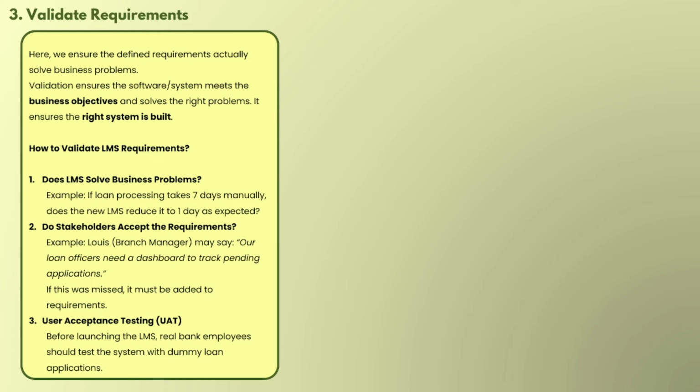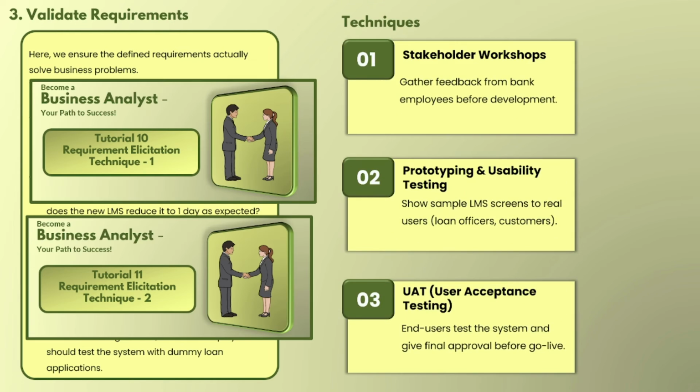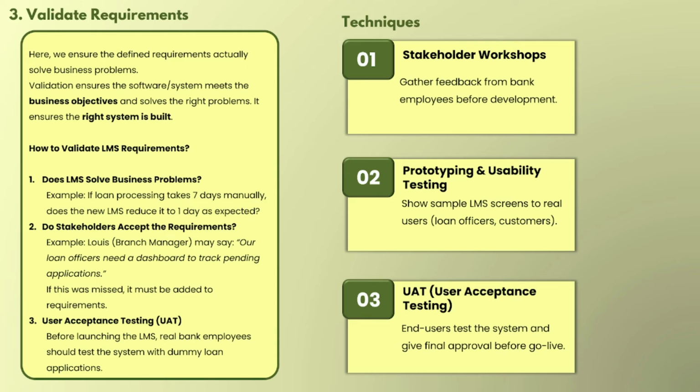Like other key tasks, for validating requirements we have a few techniques. You can see that these techniques are already covered in tutorial 10 and tutorial 11, and links are in the description. So if you have any doubt regarding that, please visit those tutorials. The techniques are stakeholder workshop, then prototyping and usability testing, and user acceptance testing. So to validate requirements, we heavily depend on these three techniques.